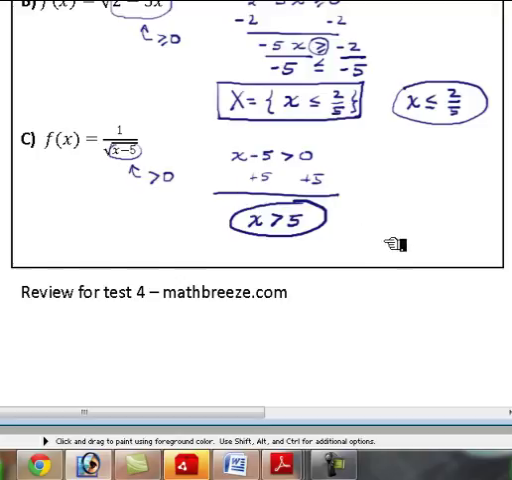Okay, so this ends our review for test 4. So if you haven't done so already, then try to do these problems on your own. You can get a copy of these problems, a copy of this template on mathbreeze.com. And you also have the other review sheet for test 4 on mathbreeze.com, so you should do that one as well. So you have plenty of problems to work with.